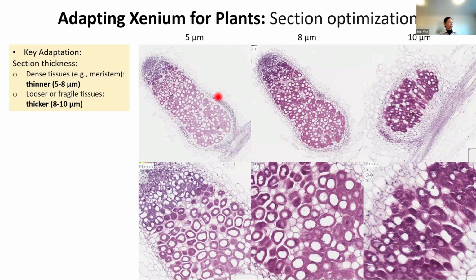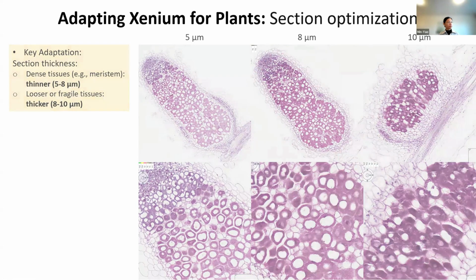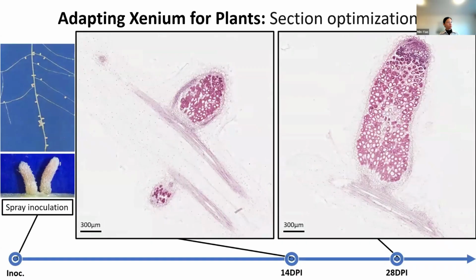One thing to consider when you are optimizing your section thickness is the cell size. If you have a much denser material like meristematic tissue, a thinner section will be more suitable. If you have a looser cell type with a bigger cell size, then a slightly thicker section will be better to maintain the overall structure.